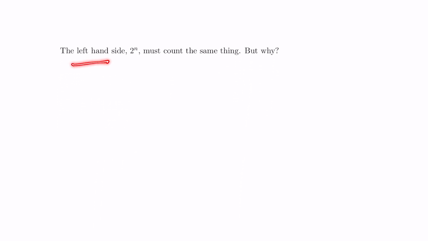So the left-hand side, 2 to the n, must count the same thing, but why? Well, we actually proved this on one assignment, but I want to talk about the solution. The form that this number takes on is one number to the exponent of another one. So you would think that there might be a way to do this by thinking about Cartesian products, which we talked about at the beginning of the combinatoric section of this course. And we can do that.